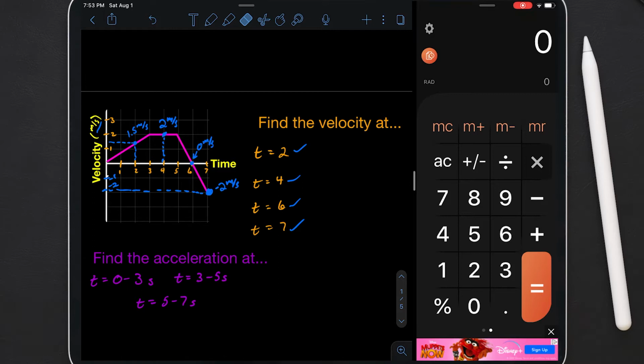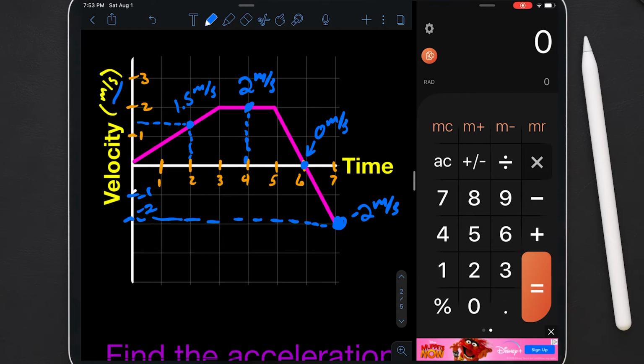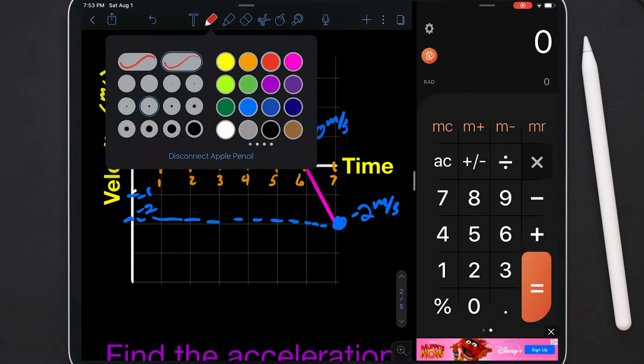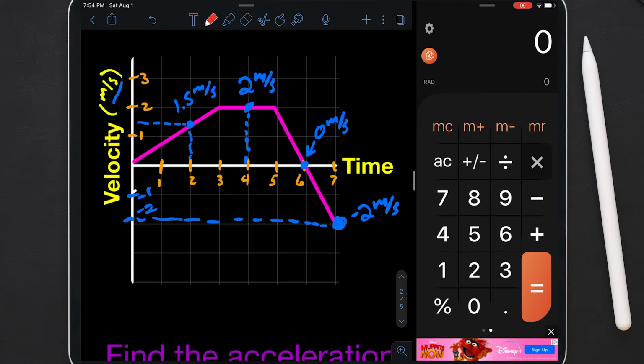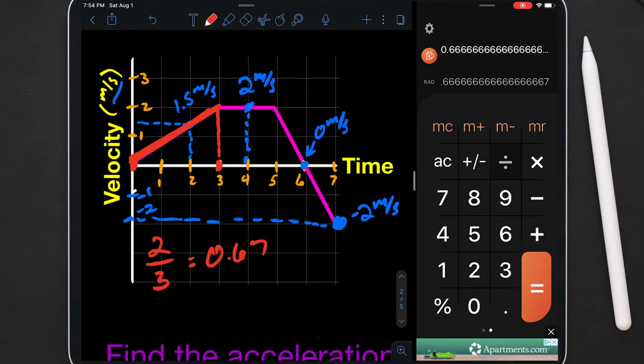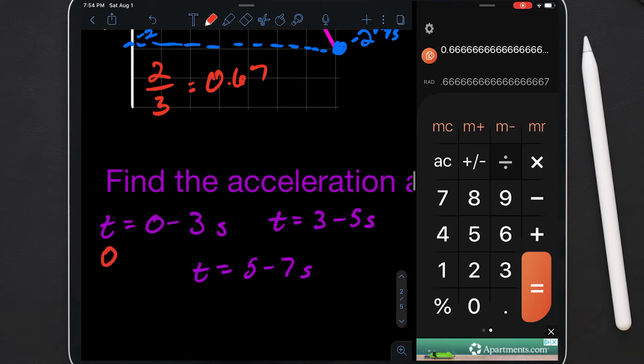But there's another question that we have here. Find the acceleration at t equals 0 to 3 seconds, 3 to 5, and 5 to 7. So we need to find the acceleration of these different sections. Let me grab a different color here so we know that we are doing acceleration. So from 0 to 3 seconds, what is the acceleration? Remember, the slope is the acceleration on a velocity versus time graph. So right there, our rise is 2, our run is 3. Well, 2 divided by 3 gives us 0.67. So for 0 to 3 seconds, our acceleration is 0.67 meters per second squared.